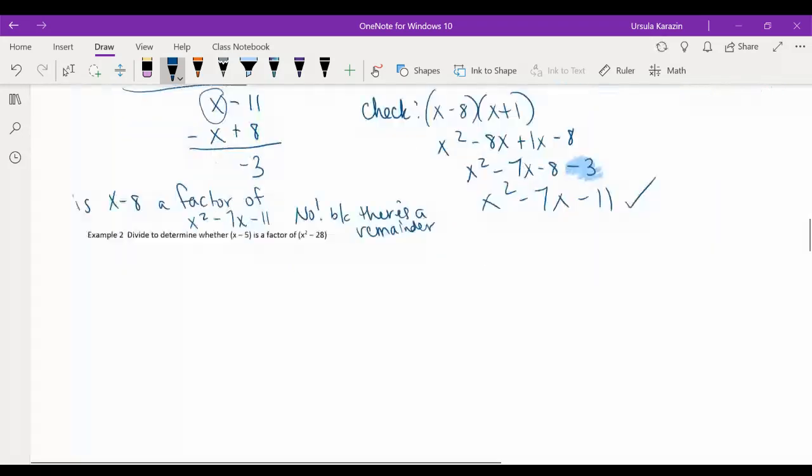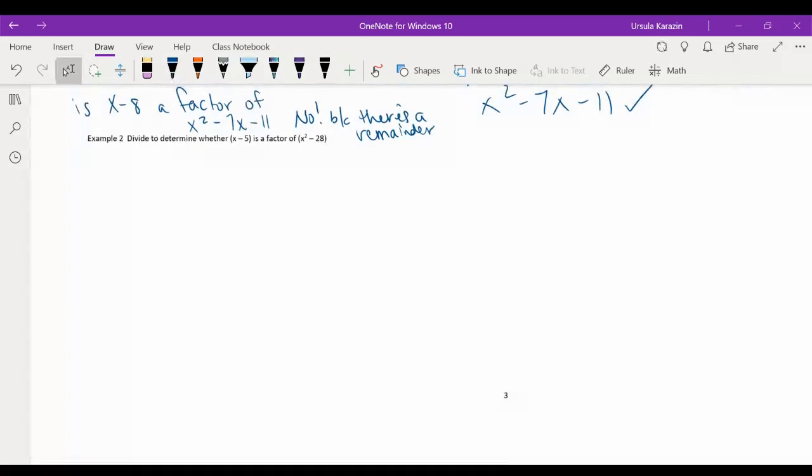I'm going to do one more, and then I'm going to have you do the other ones, and I will put them in here for you in the content library. All right, so let's do it again. We draw our box. X minus 5 goes out here because that's what we're dividing by. X squared minus 28 goes here.